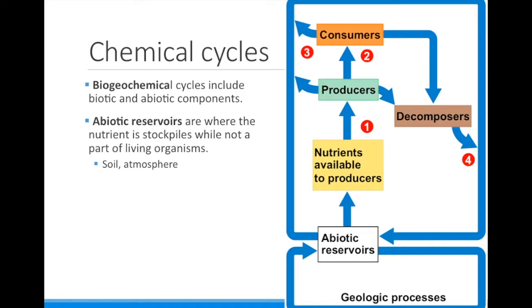Producers, plants, then just use those nutrients to help build their bodies. Consumers eat the producers and use the nutrients to build their bodies. Both consumers and producers release some of these nutrients to the atmosphere. When the consumers and the producers die, the nutrients are returned to the soil by animals such as decomposers. This is the great circle of life.